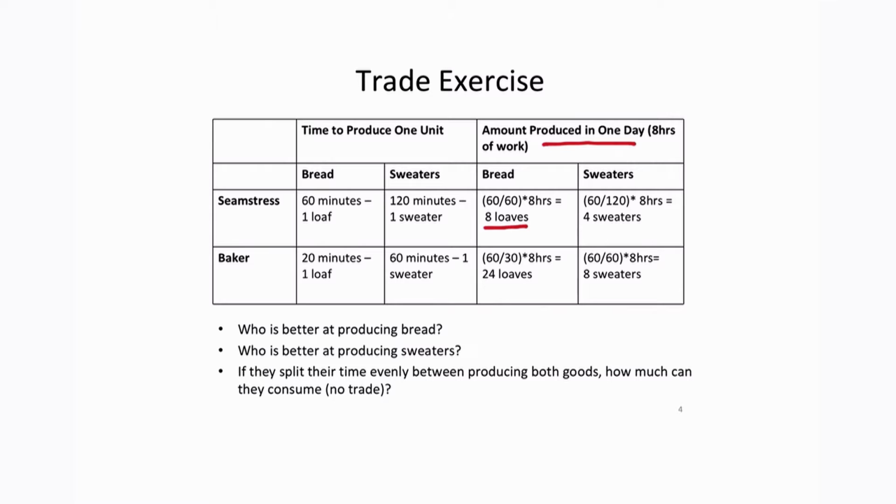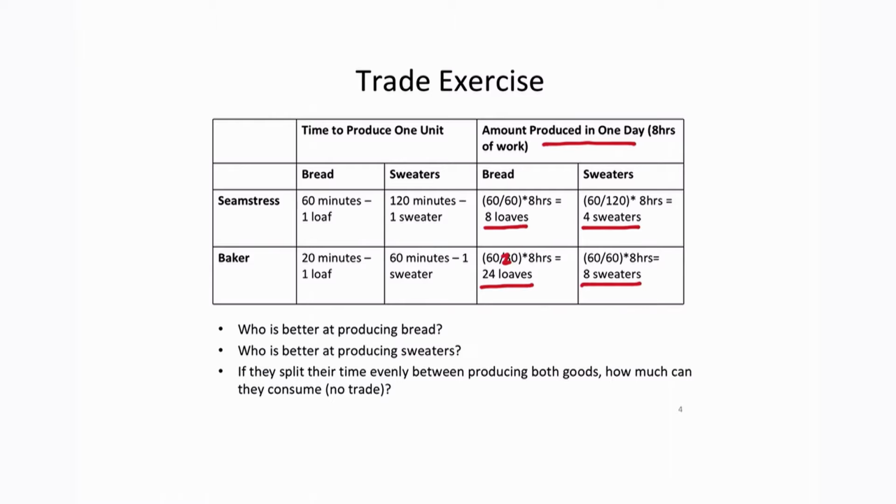Also, it takes her 120 minutes to produce one sweater. So in 8 hours, she can produce 4 sweaters. For the baker, it takes him 20 minutes to produce one loaf of bread. So we take 60 divided by 20, multiplied by 8 hours, and that gives us 20 loaves of bread. It takes him 60 minutes to produce one sweater, so he can produce 8 sweaters in a day.